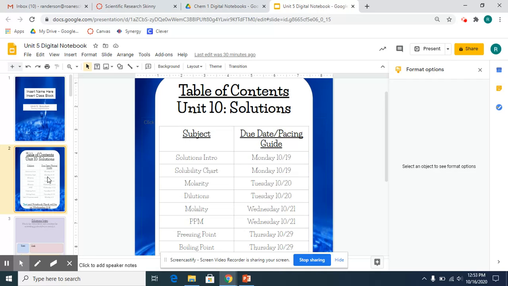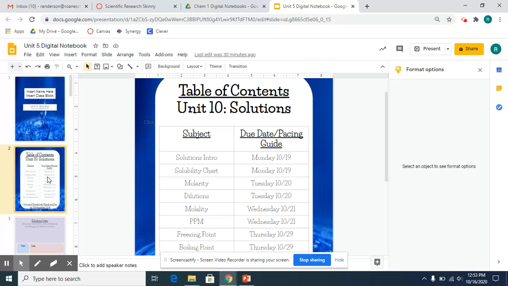Tuesday you'll do molarity and dilutions. Wednesday, you'll do molality and parts per million. Thursday, the 22nd, is the last day of the 9 weeks. So for that day, we are actually catching up on missing work. This is a good time for you to make sure you have everything done before now, last minute grades, so you can get that in for your 9 weeks.